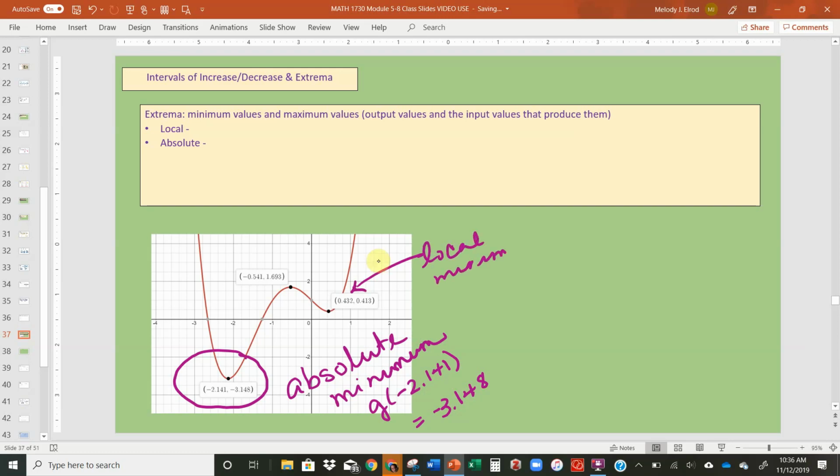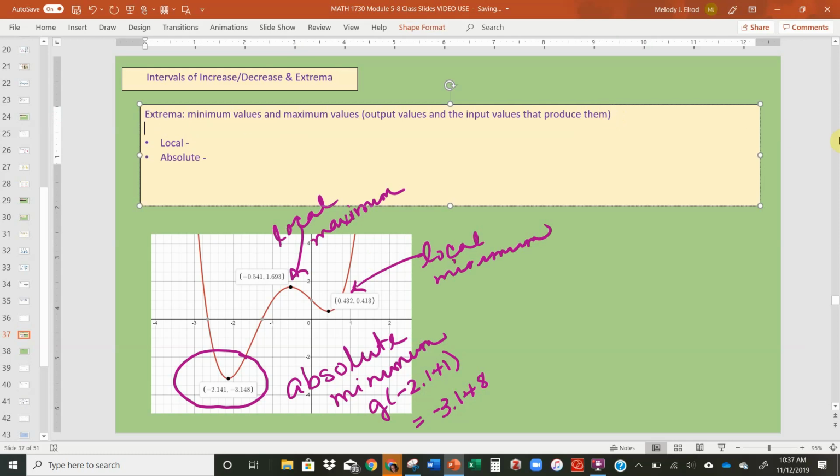minimum, and here a local maximum. In general, let's just write this down. A minimum value is identified by increasing outputs to the left and decreasing outputs to the right.